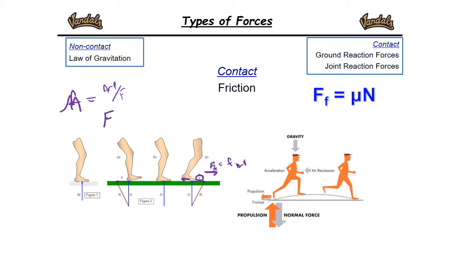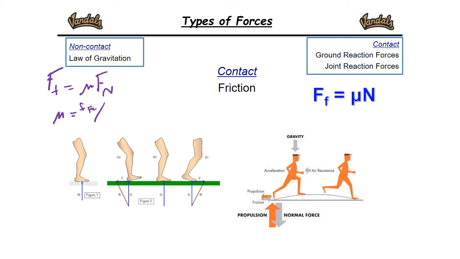Well, the frictional force equals mu times the normal force. I'm going to write that better for you because that's confusing. So if I take the original equation, the force of friction equals mu times the normal force, and I want to isolate the coefficient of friction, I can say the force of friction over the force of the normal. And in our world, this is AP GRF over vertical GRF, ground reaction force.